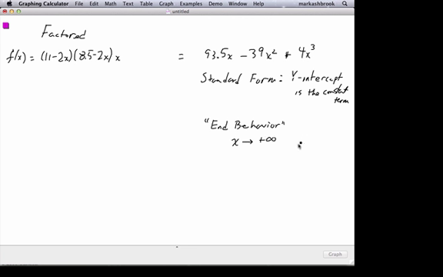This means let x get very large positive, or x go to infinity. And then very large negative. So this is the reason we call it end behavior: when x is very large positive, that's way out the right end of the graph, right? And when x gets very, very large negative, that's way out on the left end of the graph. So end behavior is talking about the left and right ends of the graph.